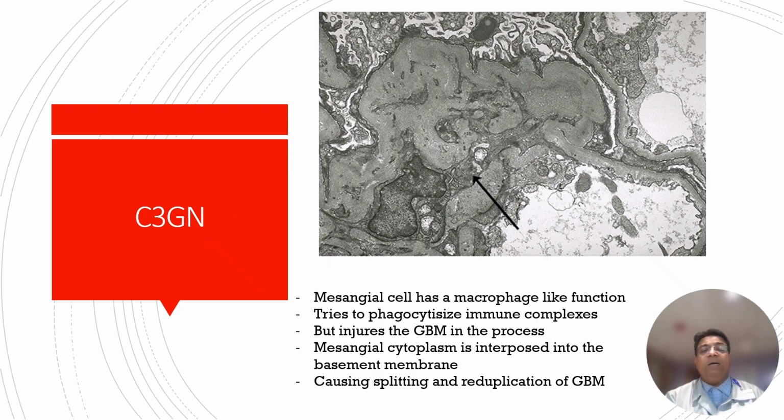So we were talking about double contouring. Why does double contouring or tram tracking happen? Because the mesangial cell has a macrophage-like function. To some extent the mesangial cell is a macrophage, so it tries to phagocytize immune complexes. But in the process it injures the glomerular basement membrane. Mesangial cytoplasm is interposed into the basement membrane, causing splitting and reduplication of the glomerular basement membrane.